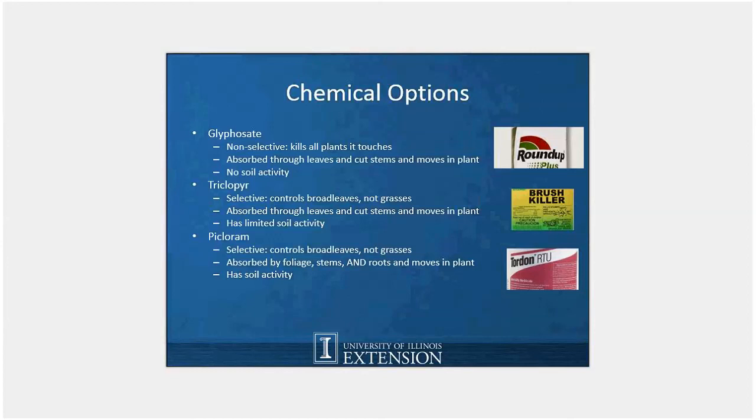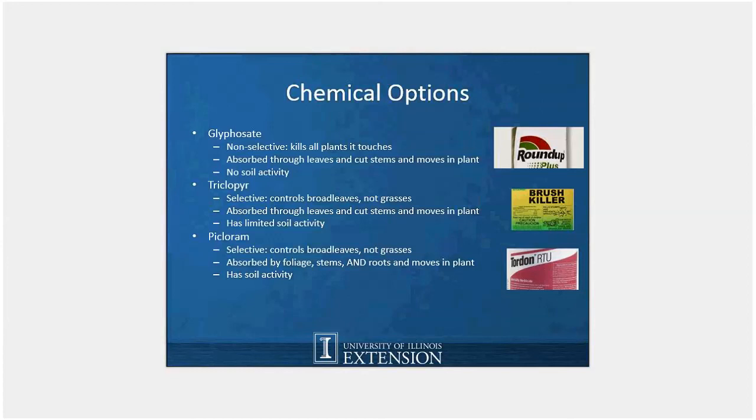Triclopyr is actually really closely in the same chemistry as a 2,4-D. It's a phenoxy type of product. It's one of those like a 2,4-D. It controls broadleafs and not grasses, so it's a selective type of activity.